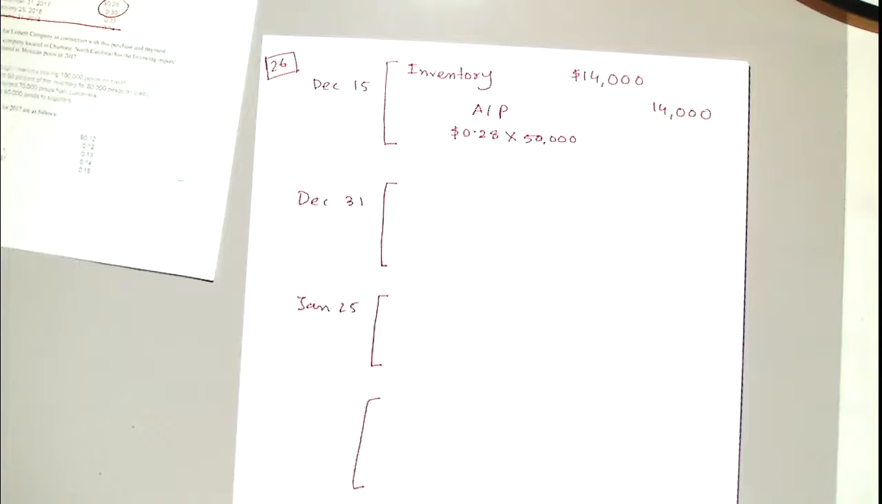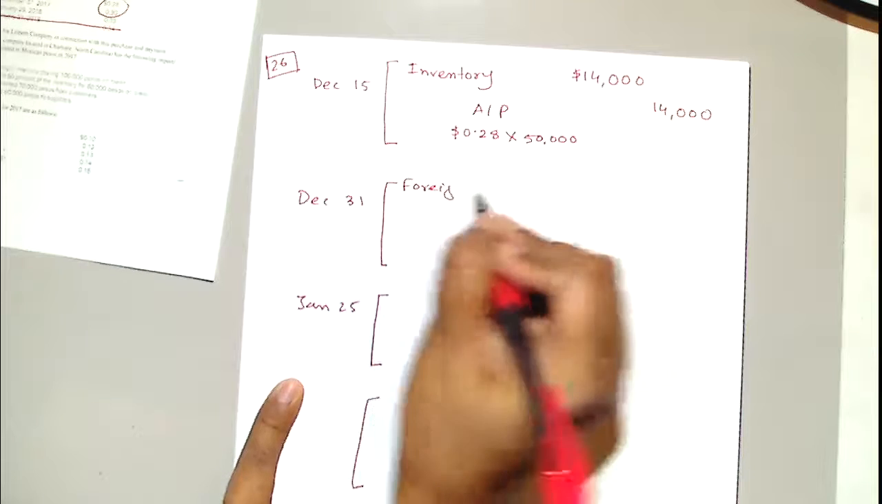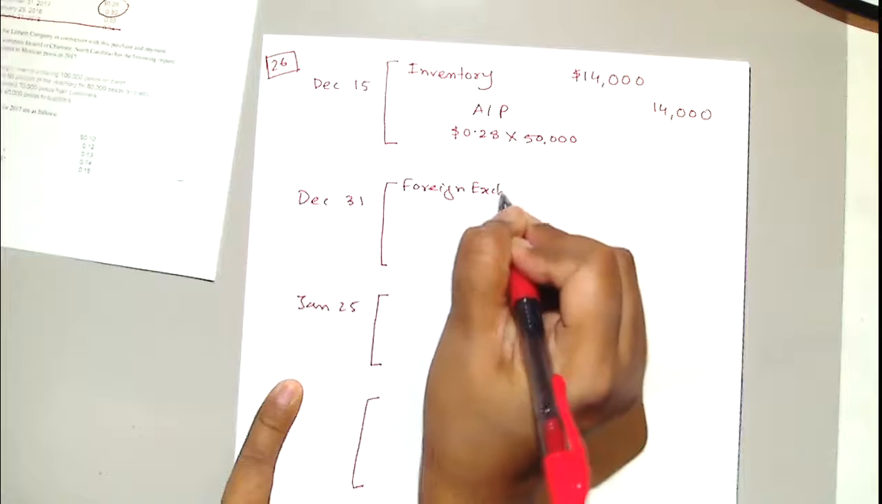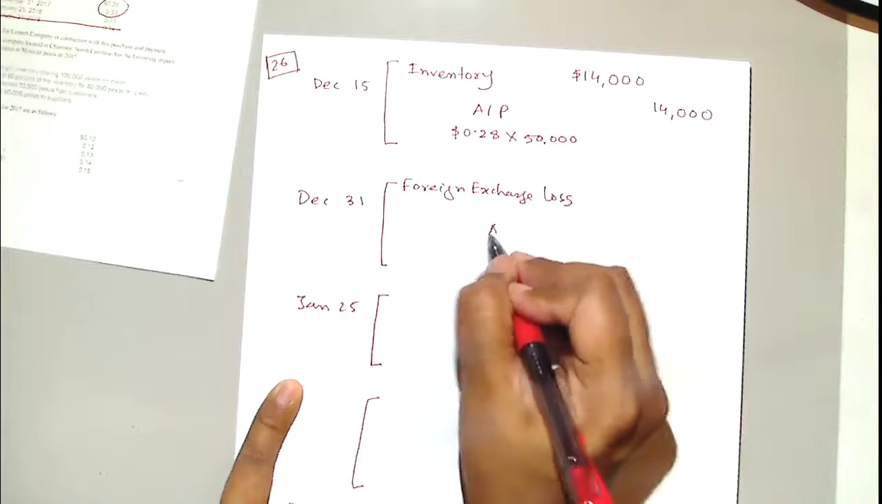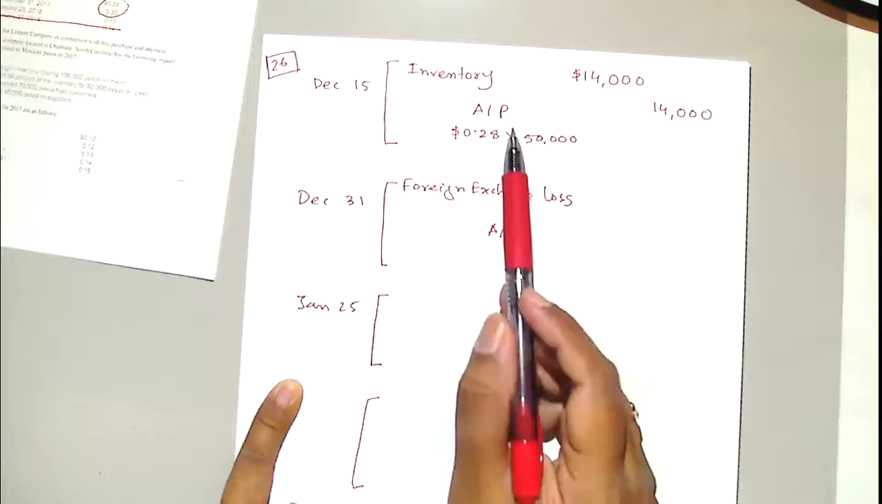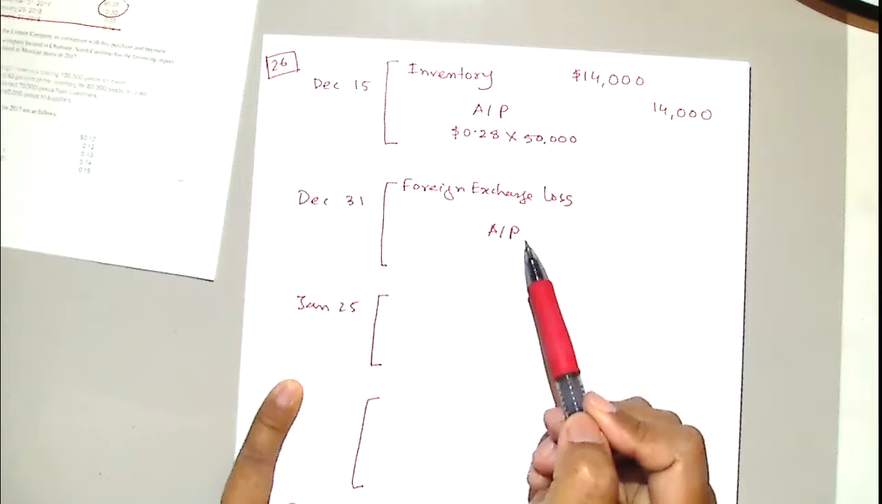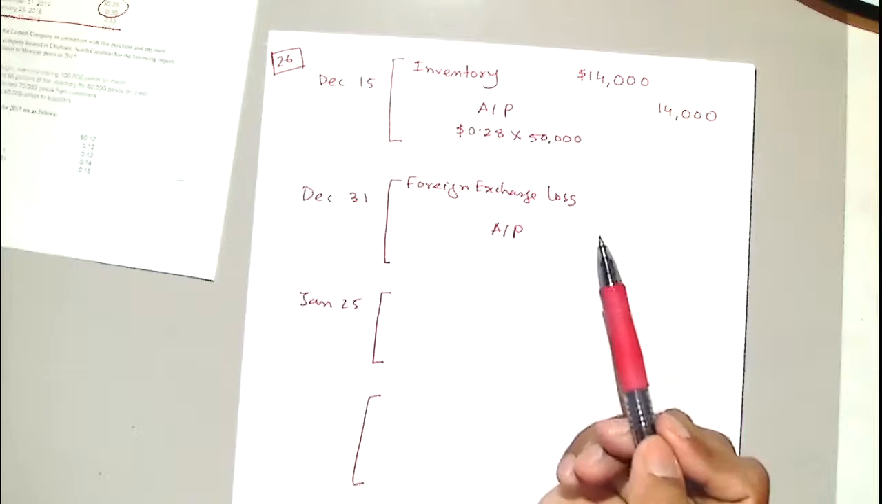So can you tell me the journal entry, please? It's foreign exchange loss. Very good. We'll do every adjustment. Credit accounts payable. Our accounts payable is going up. It's a credit item, so it's increasing. You have to pay more because the shilling is doing well. The shilling value is going up.